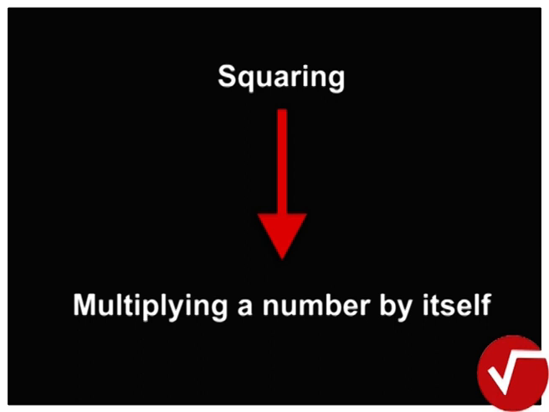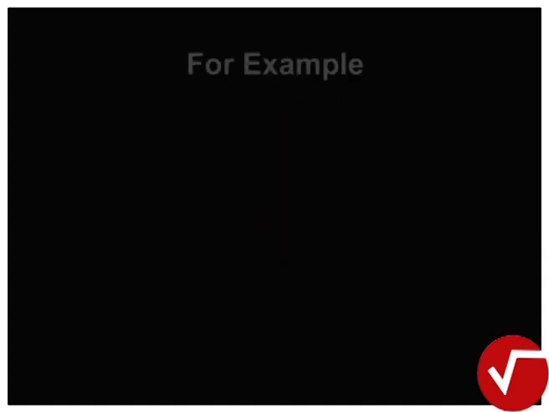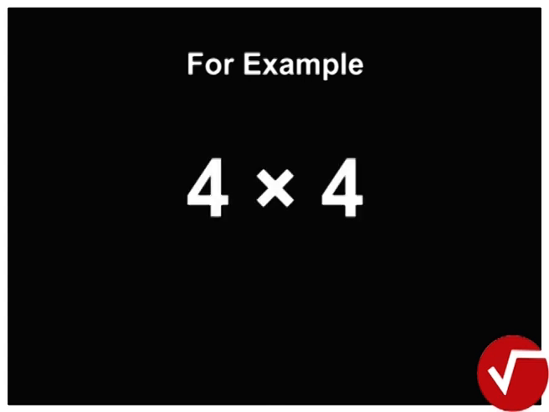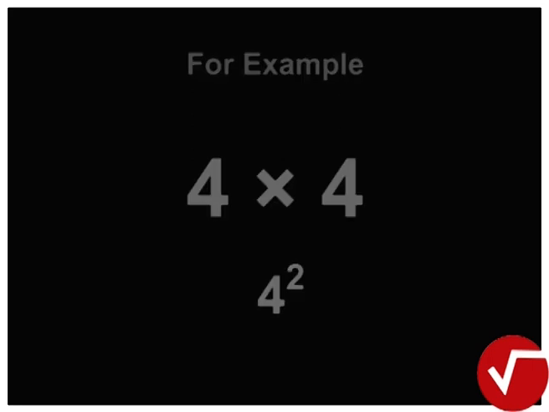Squaring of a number is a simple process. It can be defined as multiplying a number by itself. Thus, for example, if we multiply 4 by 4, we are said to have squared the number 4. The symbol of square is represented by putting a small 2 on the upper right corner of the number, where x is any number to be squared.